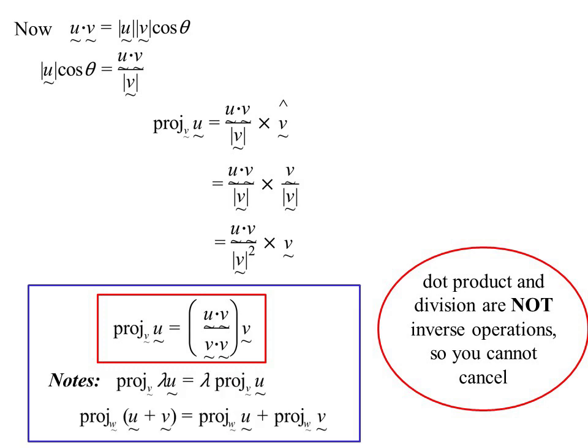A couple of notes for playing with these things. If you wanted to project lambda u onto v, then lambda is just a constant number. I can just pull that out the front and simply do the projection of u onto v and multiply it by whatever scalar lambda happens to be. And addition works too. I can do each of those individually and then just add the results together, rather than actually working out what u plus v is and then projecting it onto a vector. Whichever way ends up being easier in the question, I guess, is what we end up doing.